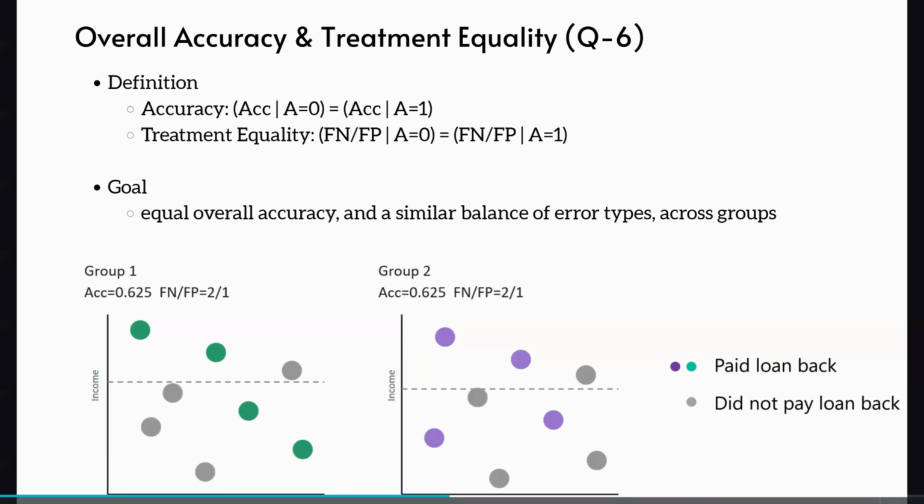Second is false negative divided by false positive. We have 2 false negatives here in the first, and we have 1 false positive here. Hence 2 by 1. Similarly here, we have 1 false positive and 2 false negatives. So 2 by 1.